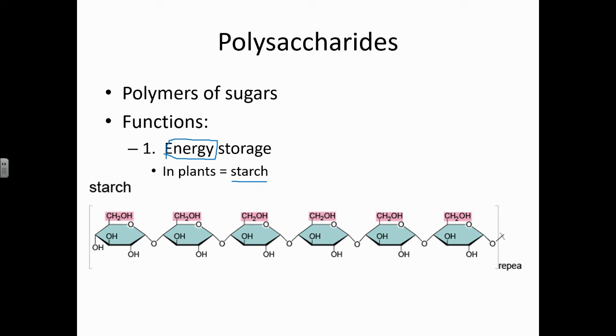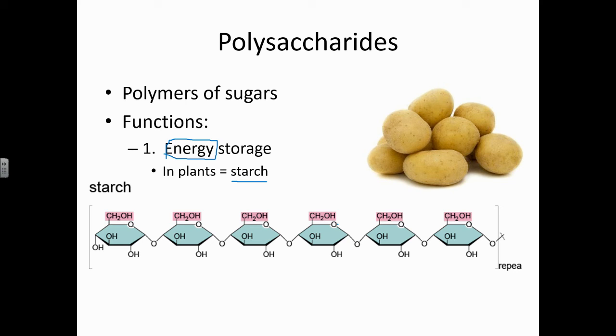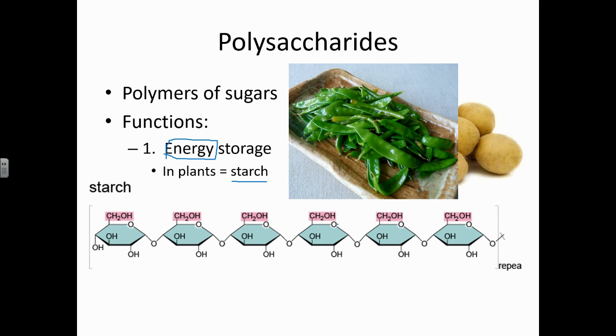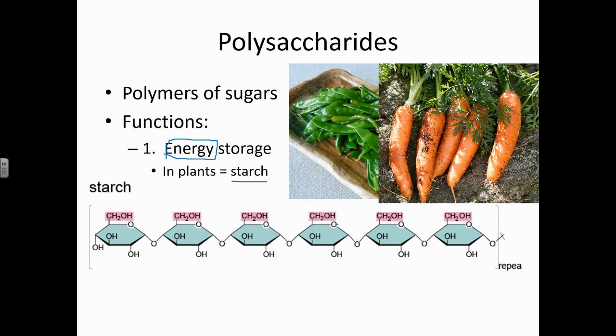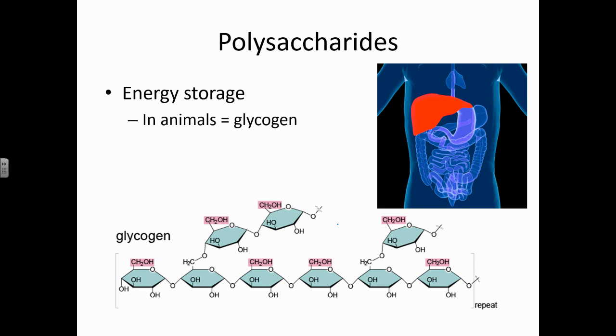And so what you'll notice down here at the bottom is we have many, many glucose molecules connected together, and that creates starch, like we find in potatoes, green beans, and carrots. Another polysaccharide in terms of energy storage is what we find in animals like ourselves. Here it's called glycogen. It's found in your liver.